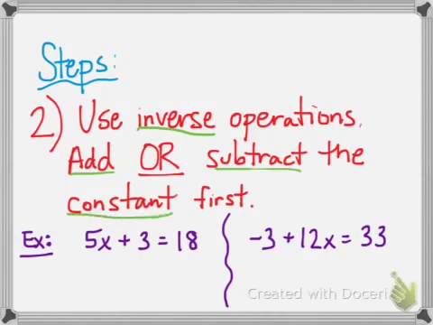So for example, look at our two examples here, 5x plus 3 equals 18. My constant, the number that is by itself, is this positive 3 or plus 3. So I know that the inverse of adding 3 is subtracting 3. Those are inverses. And then take a look at negative 3 plus 12x equals 33. The constant is this negative 3. So to get rid of a negative 3, I know the inverse would be adding 3. So I would add 3 to both sides to get rid of that constant. So this is just a quick review of what a constant is.